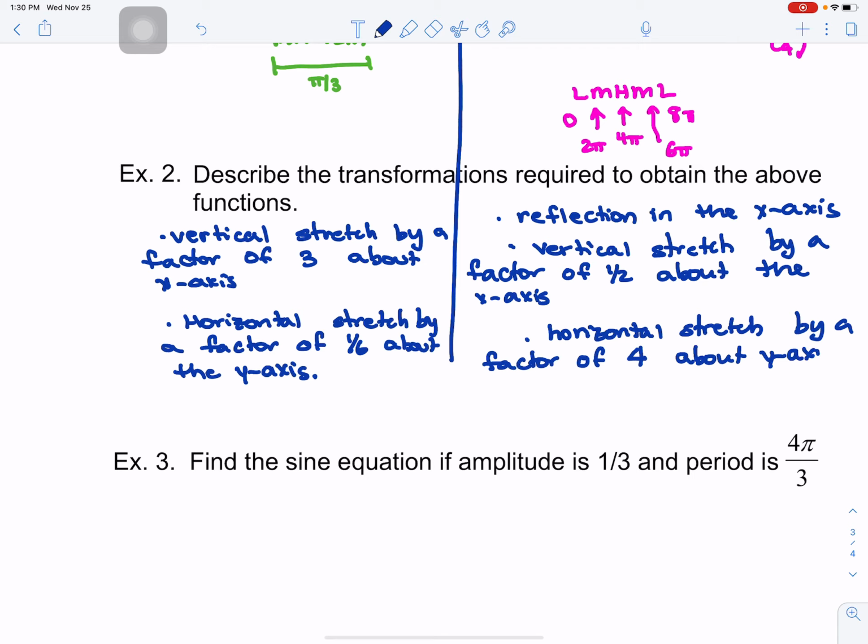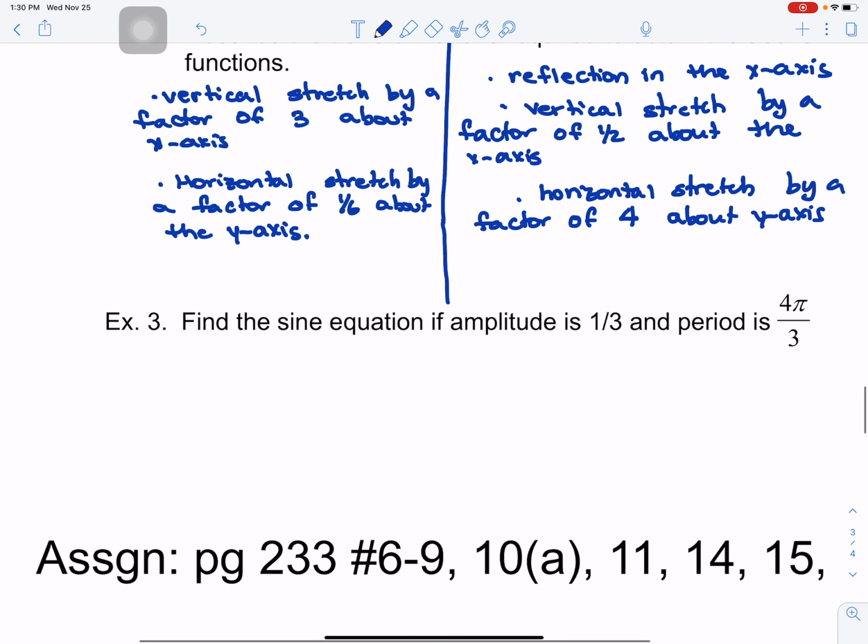So you have to remember that when we're doing transformations on these functions, none of the rules change from what we've already learned. We just follow the same skills that we've already followed up until this point. So that's going from an equation to words. What if they give us the words and we have to go back to the equation? When they say find the sine equation, we're going to write a sine function.